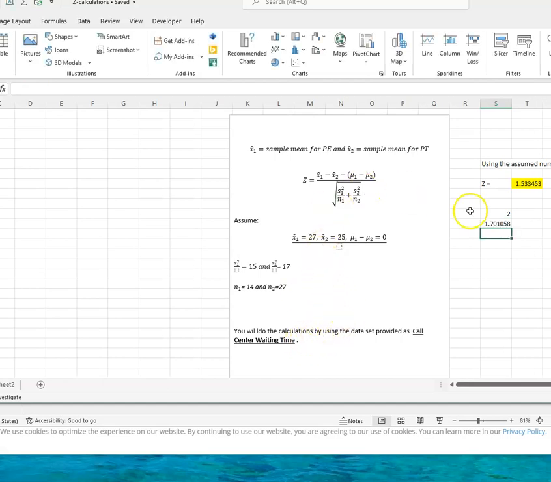Now I have to take the square root. Remember, here in the formula you can see S1 squared over N1 plus S2 squared over N2. So I've done the inside. Now I'm going to take the square root. So equal to SQRT, and then I'm going to click on that, enter. So I got the bottom. This is my numerator, this is my denominator. So I now divide. I say equal to numerator divided by denominator. Enter. Okay, 1.53343. Okay, and that's all to it.